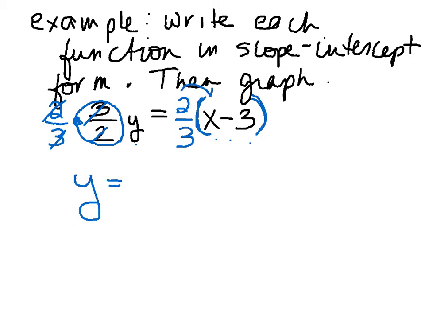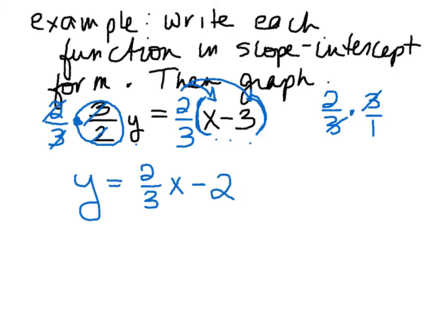parentheses, distribute it, 2/3 x, 2/3 times 3, it's 3 over 1, the 3's cancel, and you're left with 2. So 2/3 x minus 2. Graph it. So y equals 2/3 x minus 2.